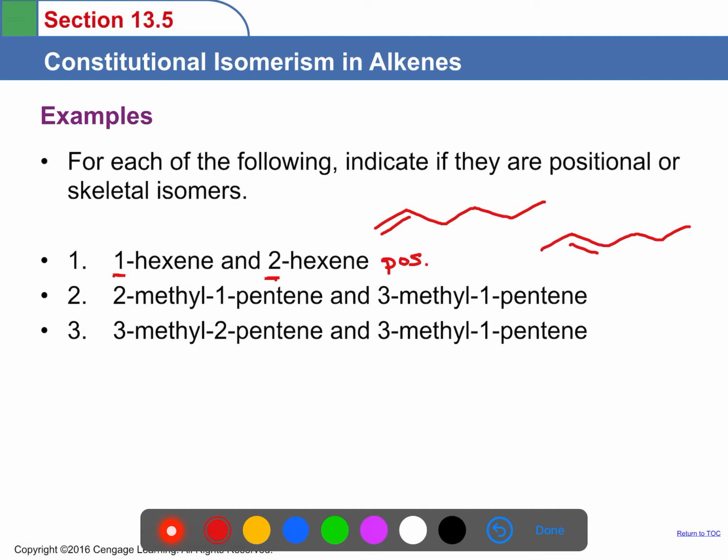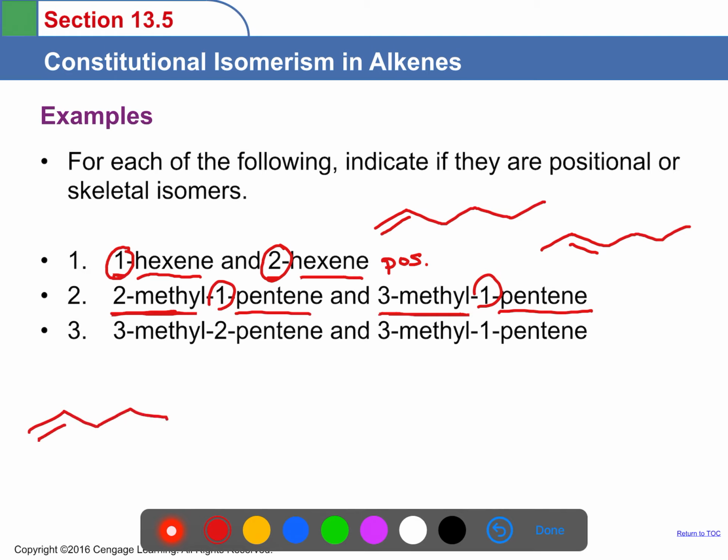Notice you can tell this by looking at the name. If the base name is the same and you don't have any substituents named, or the substituents stay the same, and the only thing that changes is the number of the double bond, then it will be positional. In this case, the number 2 pentene, in both cases, 1-pentene means the double bond doesn't move. What is changing is the location of the methyl group. So 2-methyl versus 3-methyl.